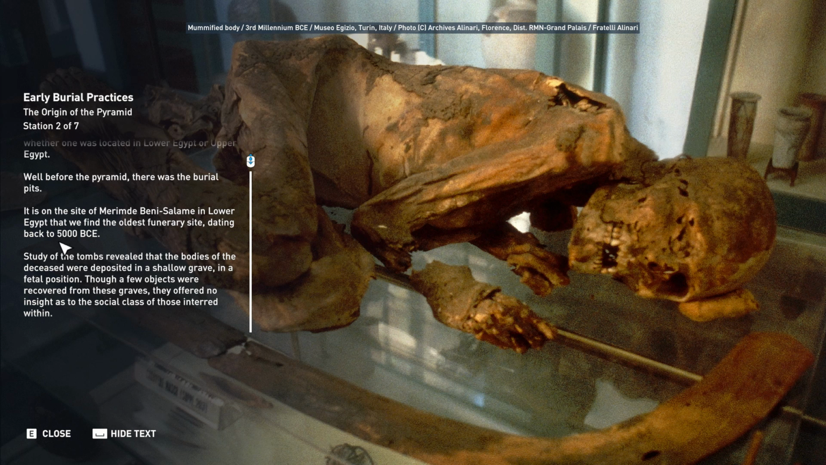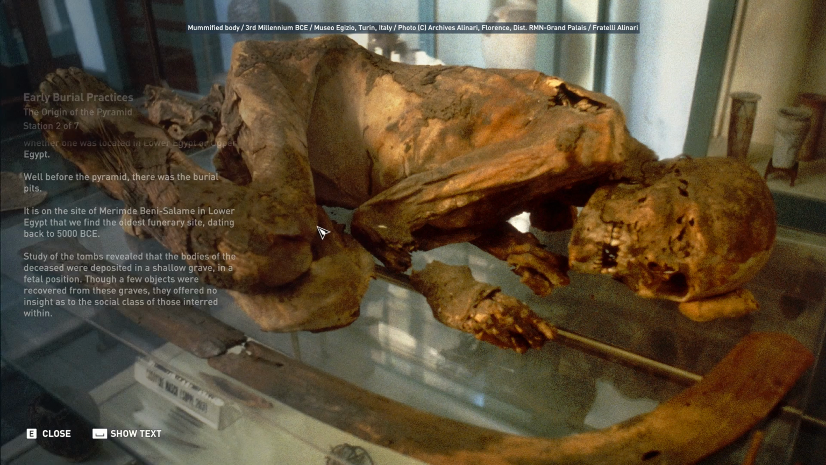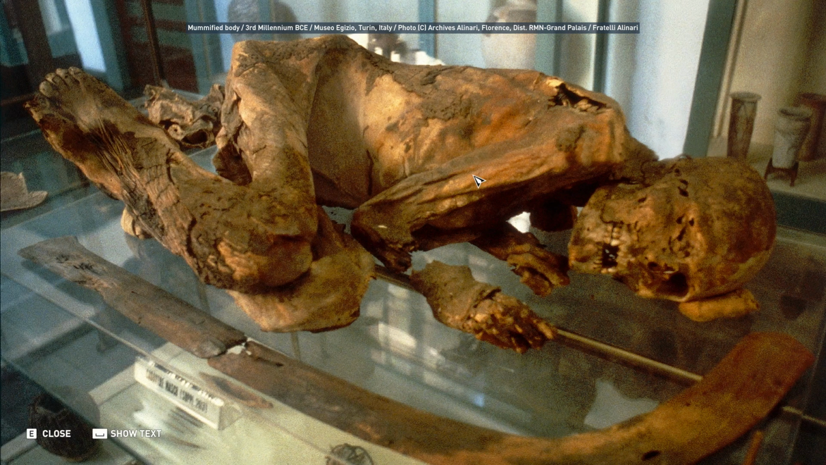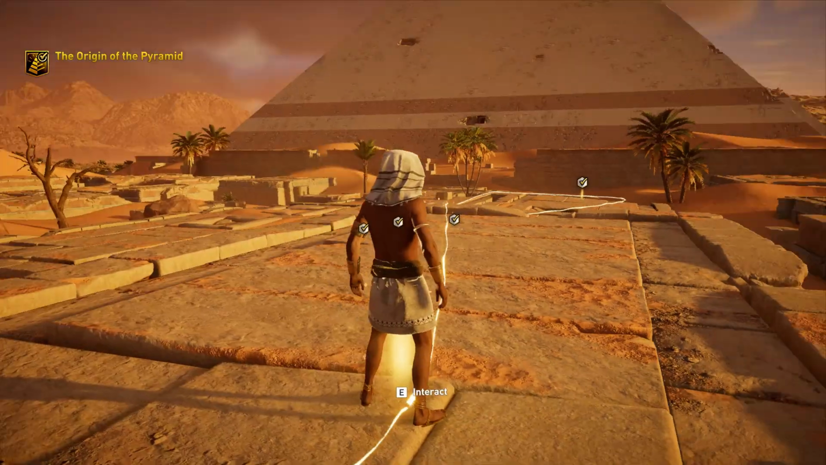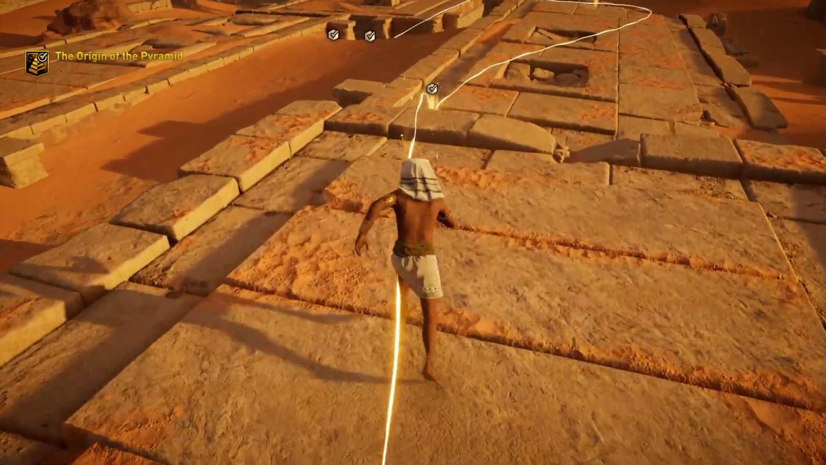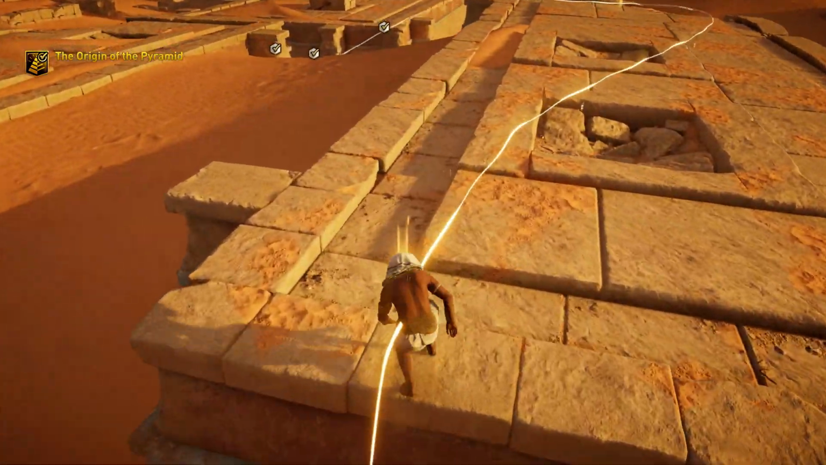So that's pretty cool. The oldest funerary sites in Egypt go back 7,000 years. This picture is from the 3rd millennium BC, so 5,000 years. Mummified. Buried with some objects. Because we're all sad that we have to die. Even though this world is horrible, none of us want to die.